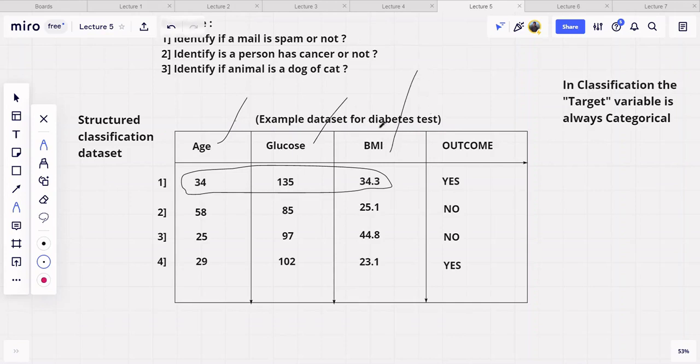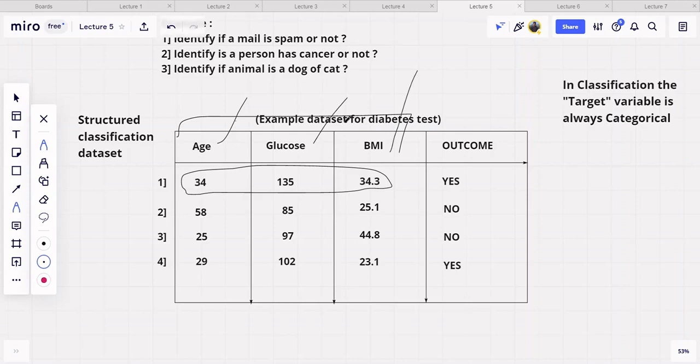And the classification problem here would be that we will use these three independent variables: age, glucose and BMI. We'll use this information to predict the outcome, basically predict the class that this particular sample belongs to. So the problem would be something like that: given a person's age, glucose and BMI, we want to predict if the person has diabetes or not. This is an example of a classification problem.